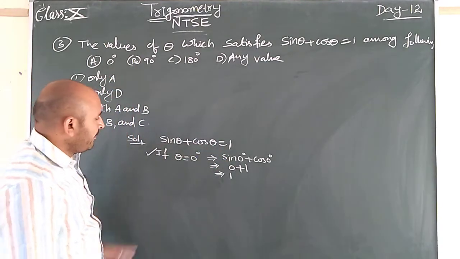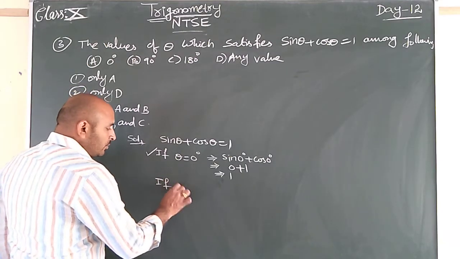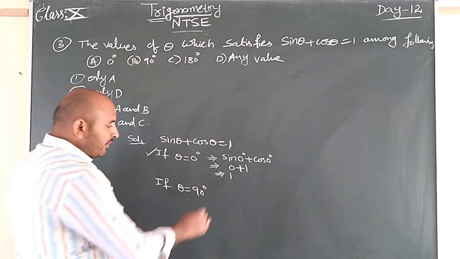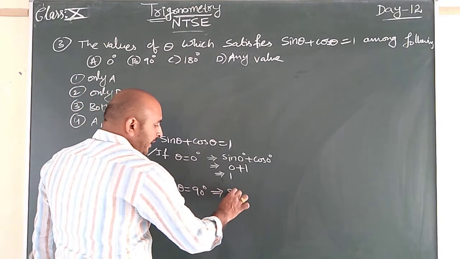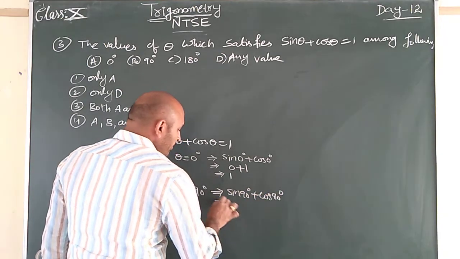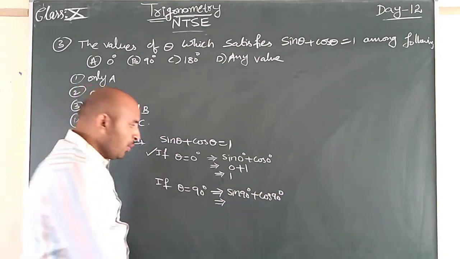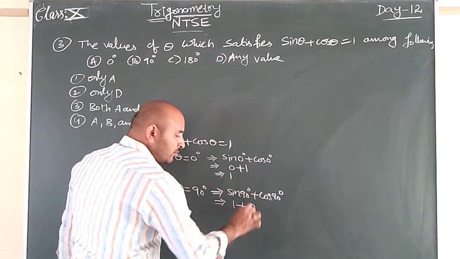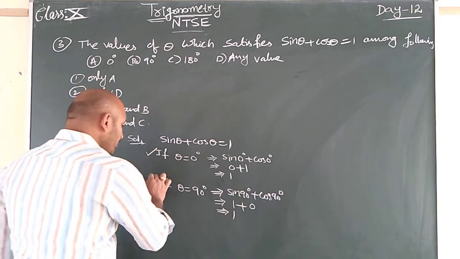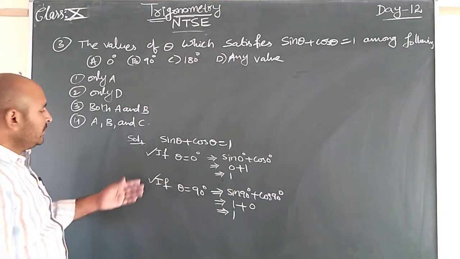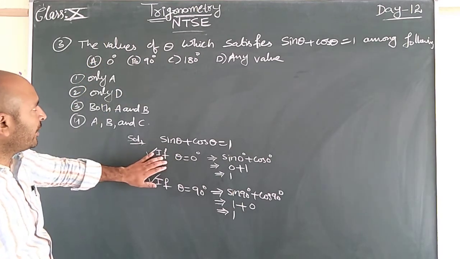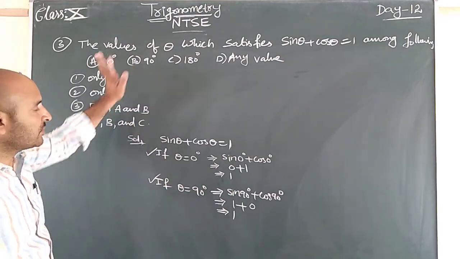Now coming to B. If theta is equal to 90 degrees, what will happen? Sin 90 degrees plus cos 90 degrees is equal to sin 90 value 1 plus cos 90 value 0. So clearly it is 1. So this is also satisfied. That means when theta is equal to 0 degrees and theta is equal to 90 degrees, the condition is satisfied.